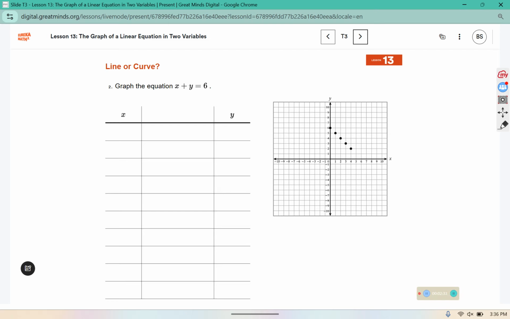So graph the equation. So we just mentioned that we had 2.5 as x. So we're replacing the x in the equation with the number 2.5. So 2.5 plus 3.5 would give us 6. So we're plotting that point.